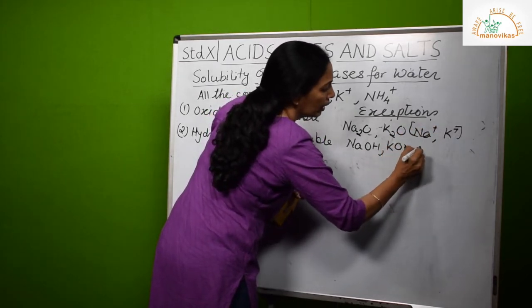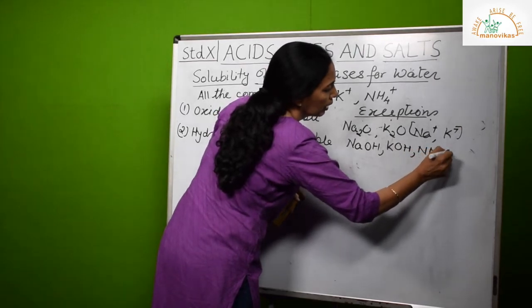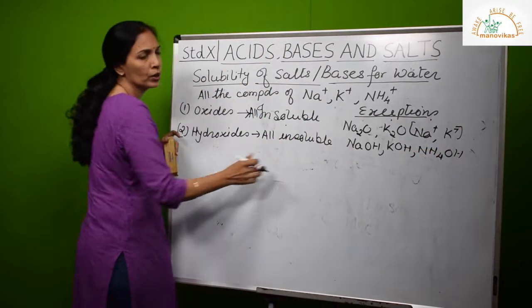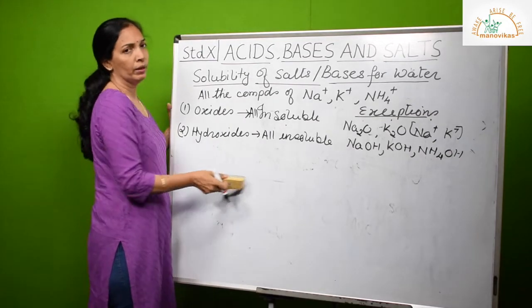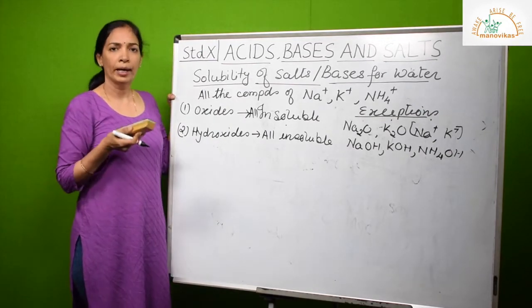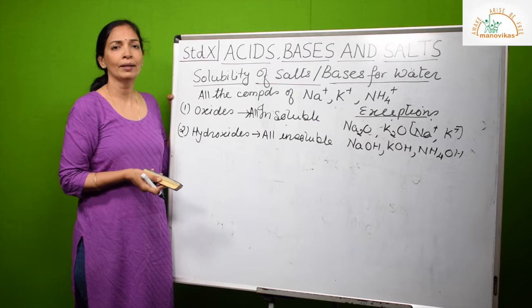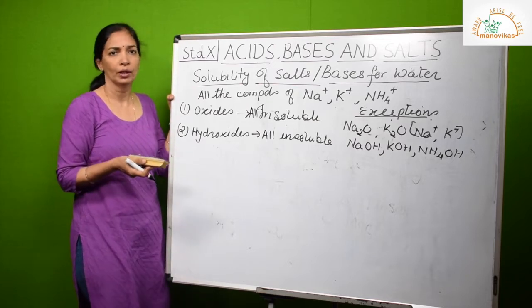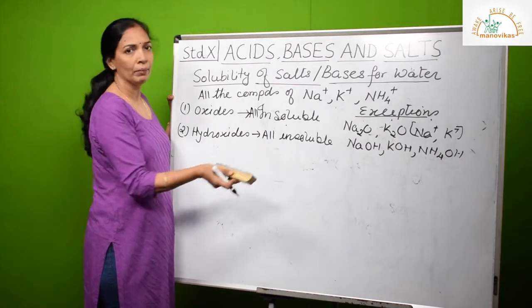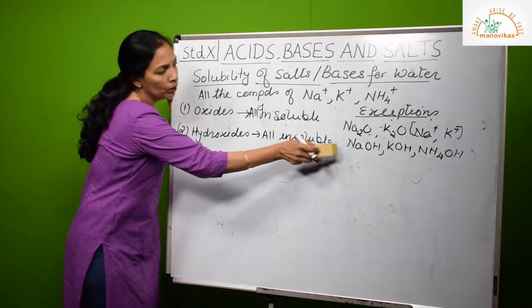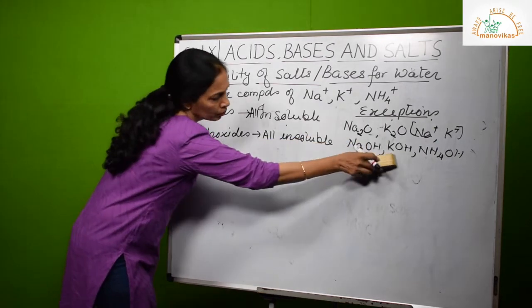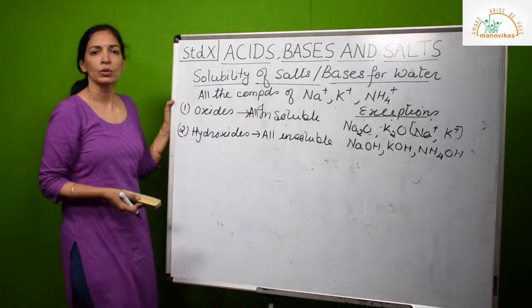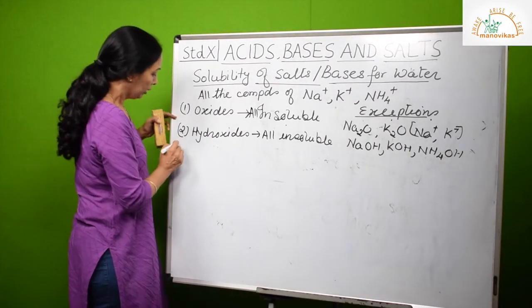KOH, NH4OH, except these three. So these are soluble, remaining all are. If you say calcium hydroxide and magnesium hydroxide are sparingly soluble, so you don't get a clear solution. So we don't write them as soluble, only these two give a clear solution, and ammonium hydroxide is also an alkali.